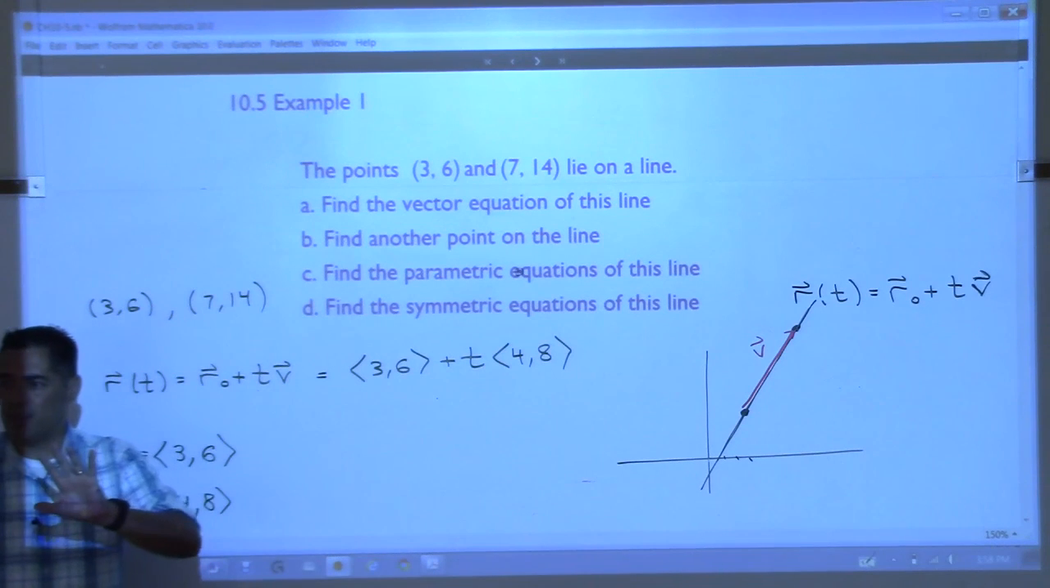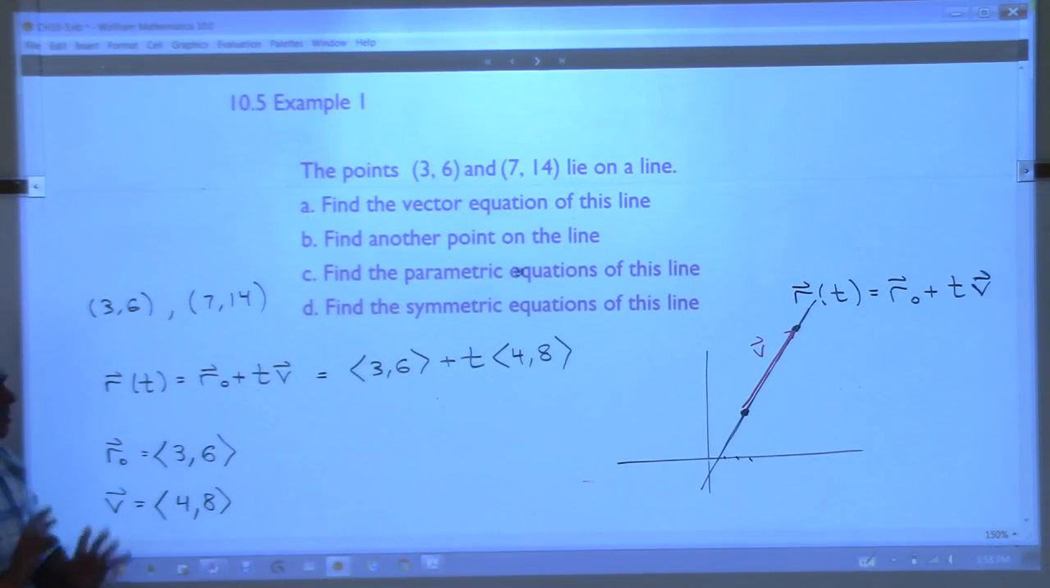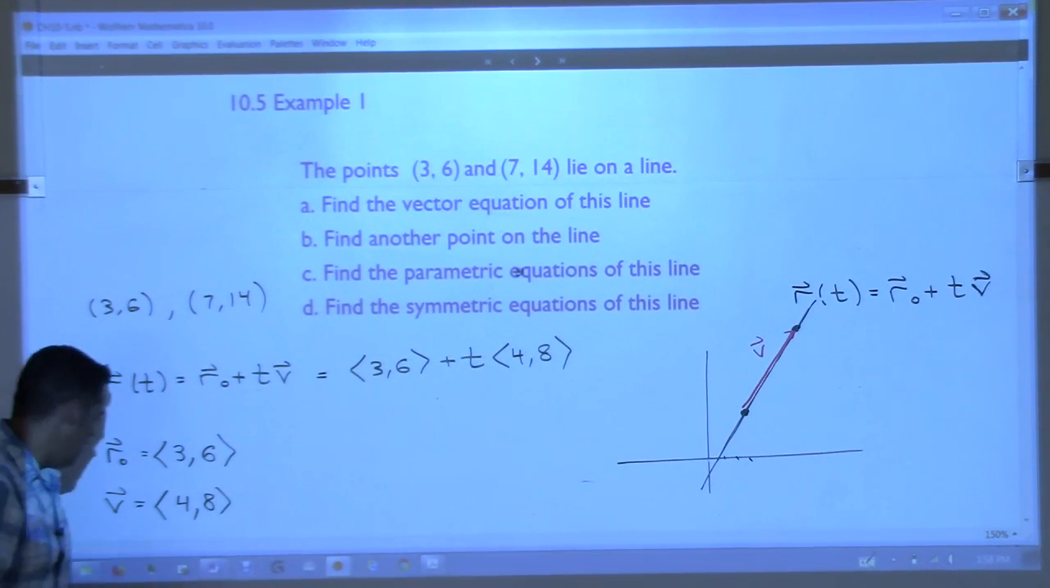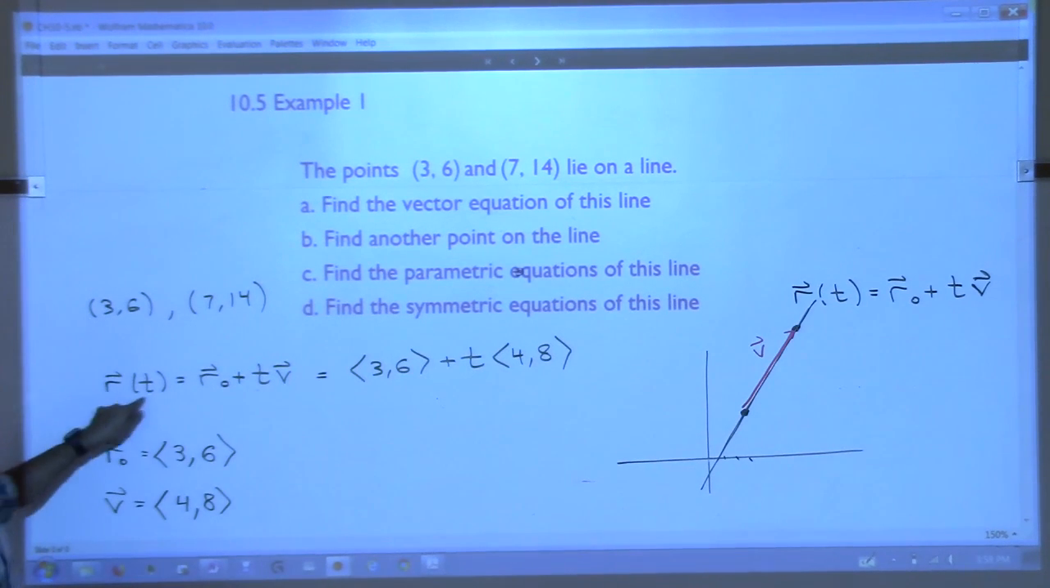Let's just check real quick to see that this does what it's supposed to do. What happens if I plug 0 into this vector function?